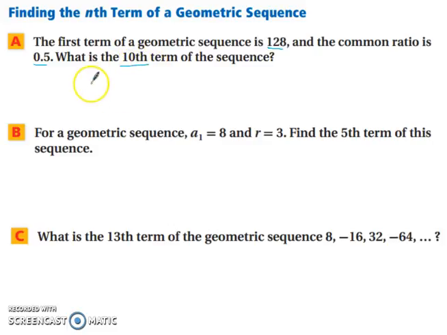So we're looking for the 10th term. And our first term, our a sub 1, is 128. Our common ratio is 0.5. And then our exponent is the term that we're looking for, minus 1. And when we simplify, we end up with 0.25. Take a moment and pause the video and try B and C on your own. When you return to the video, the answer for both will be revealed.